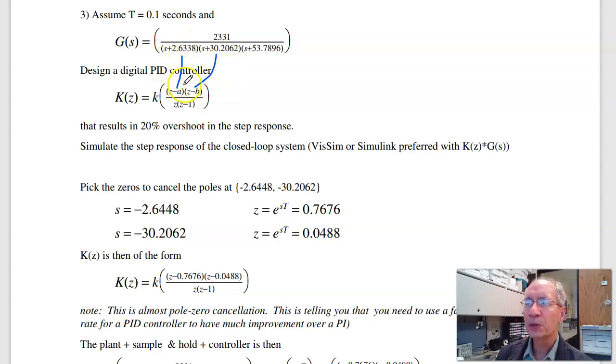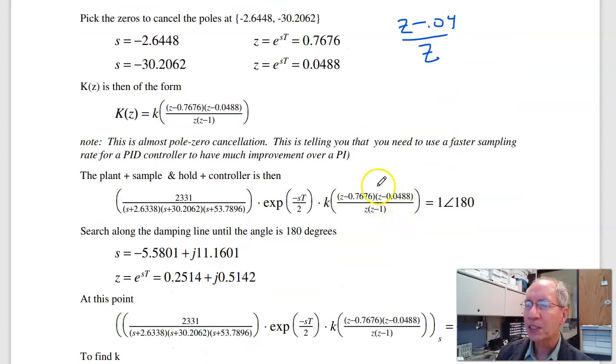So convert those poles to the z-plane as e to the st. There's 0.76, 0.04. What this tells you is the d term doesn't really do much. That basically cancels. Essentially, I've got a z minus 0.04 over z. That's almost pole zero cancellation, so this doesn't really do much for you. What that's telling you is that I need a higher sampling rate to move this pole away from the origin. But going with it, here's the form of k of z.